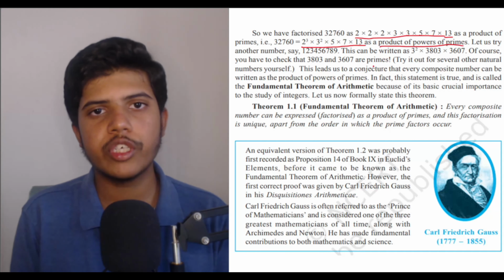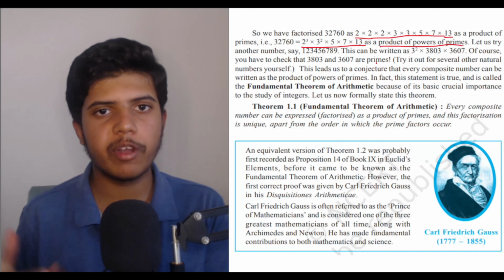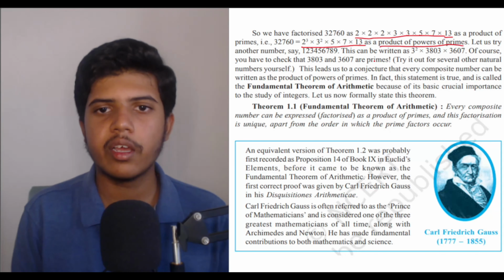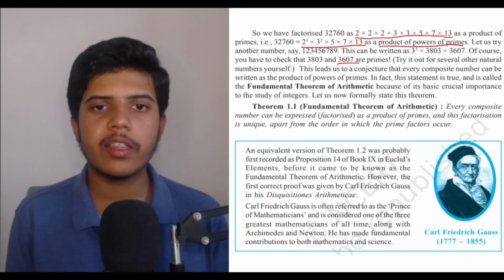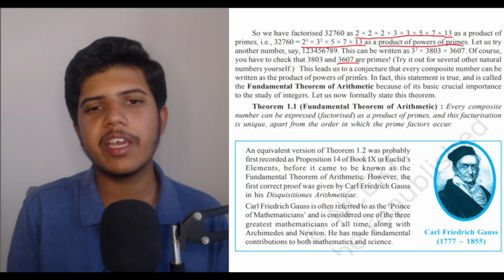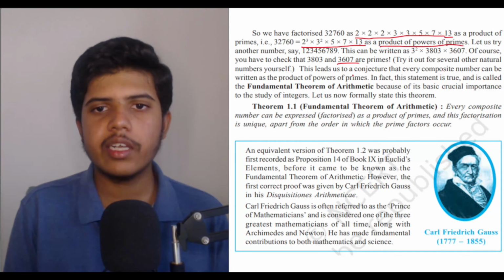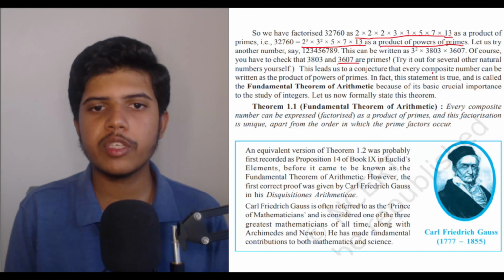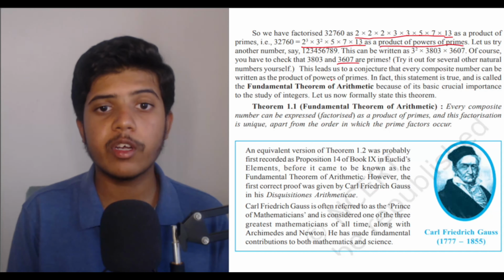So how do you check? Trial and error method. You keep dividing it by different prime numbers, and depending on what you get. So try it out for several other natural numbers yourself. This is kind of a test given to you, or an activity given to you. This leads us to a conjecture that every composite number can be written as a product of powers of primes.